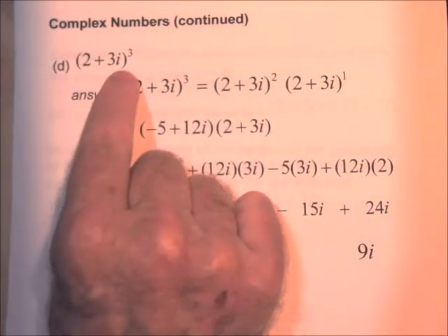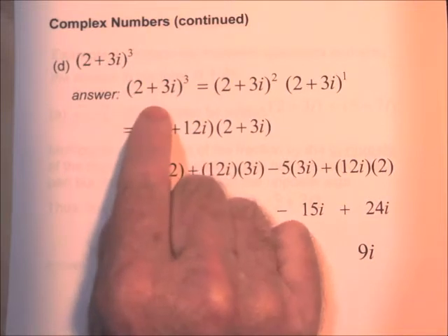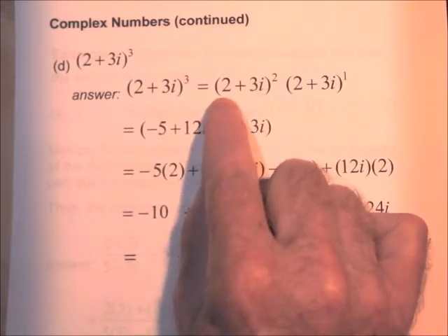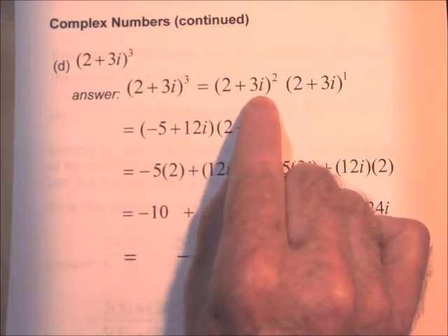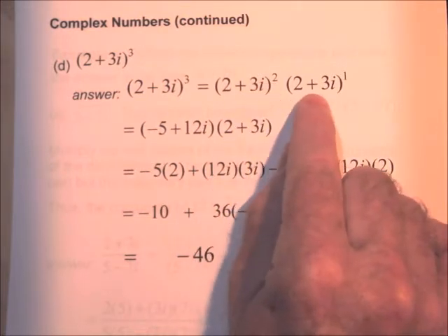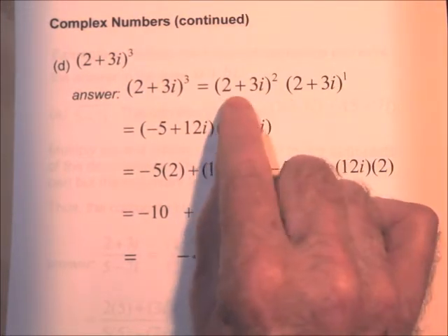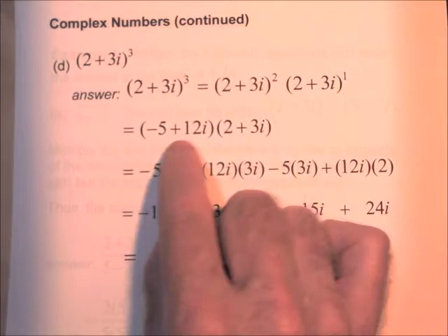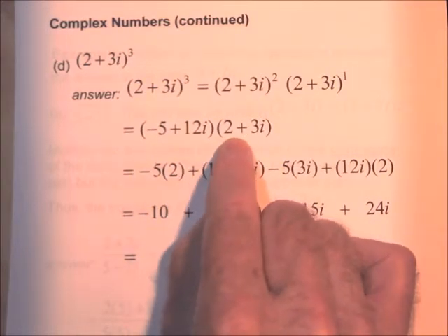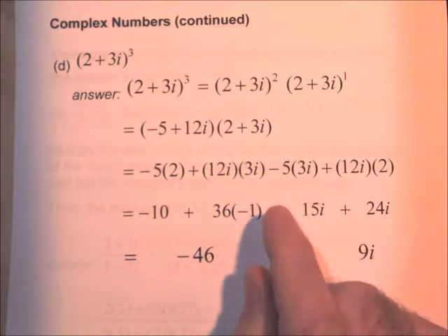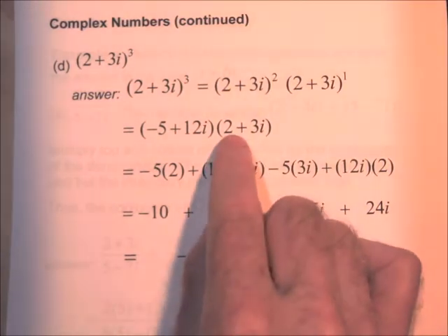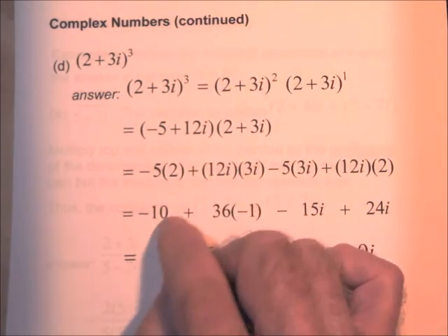Okay, 2 plus 3i quantity to the third power. Well, we already did to the second power. So we write this as 2 plus 3i to the second power times 2 plus 3i to the first. And we know that 2 plus 3i to the second power is negative 5 plus 12i. And then we want to expand this with the FOIL method. So it's first times first, negative 5 times 2 is negative 10.